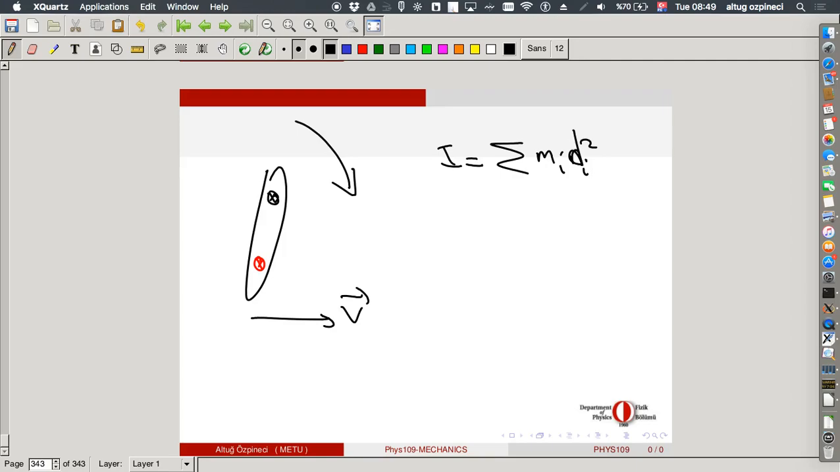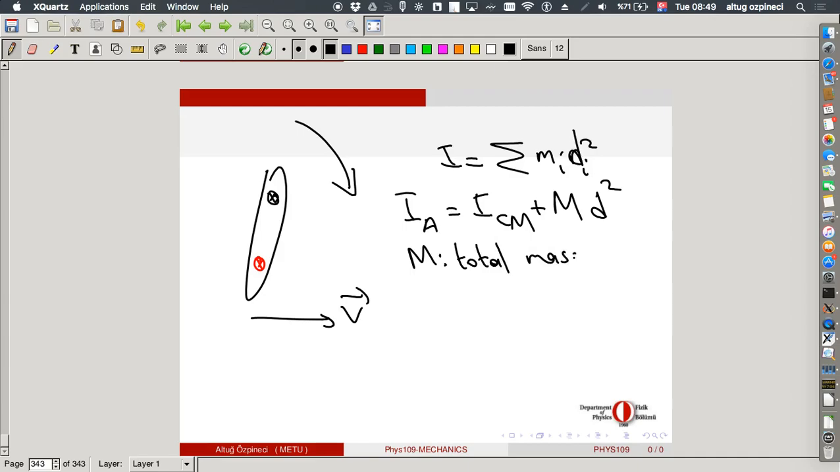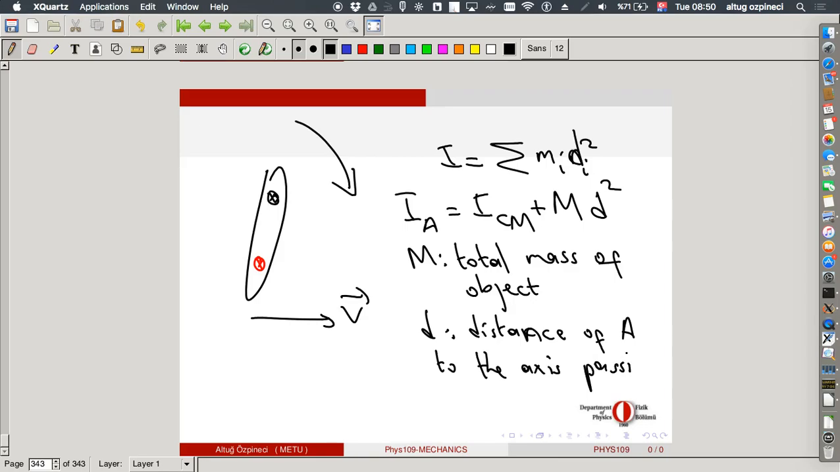And that relation is given by the parallel axis theorem, which states that the moment of inertia through an axis passing through, let's say, the point A, it can be an arbitrary point, arbitrary axis, is equal to the moment of inertia around the center of mass plus the total mass of the object times d squared, where M is the total mass of the object, d is the distance of the axis through A to the axis passing through the center of mass.